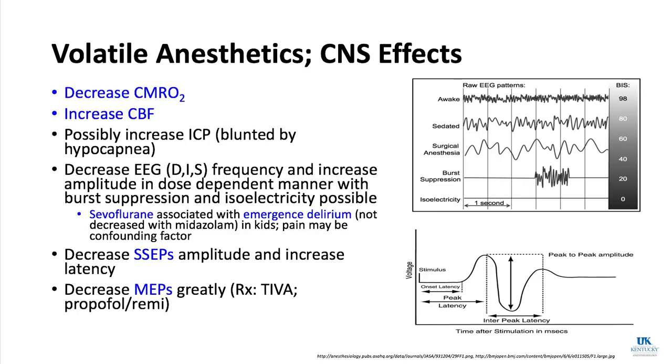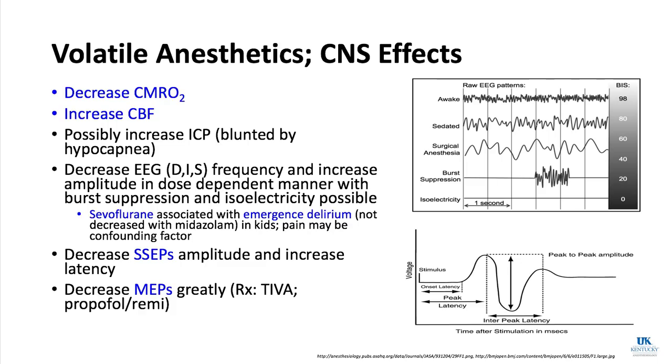Next keyword topic is volatile anesthetics and central nervous system effects. When we talked about the intravenous agents, we said that they put the brain to sleep, and when the brain goes to sleep, it doesn't need as much oxygen, and there was a decrease in cerebral metabolic rate for oxygen. The volatile anesthetics also decrease the cerebral metabolic rate for oxygen, but unlike the intravenous agents like etomidate and propofol, they actually increase cerebral blood flow. So we have cerebral metabolism going down at the same time that cerebral blood flow is going up.